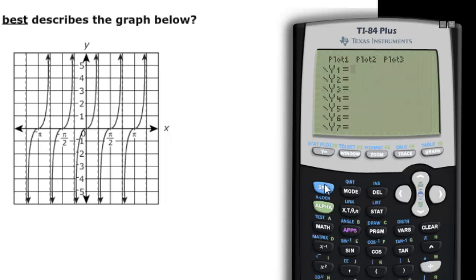Let me clear out that. So I'm going to hit my window button right here, and I get to adjust it. X minimum, X maximum. X minimum means the leftmost X. So the number I see on the left is negative pi. So I'm just going to put negative pi.